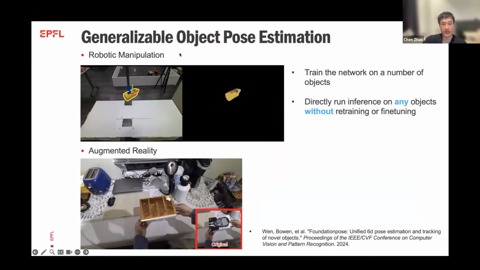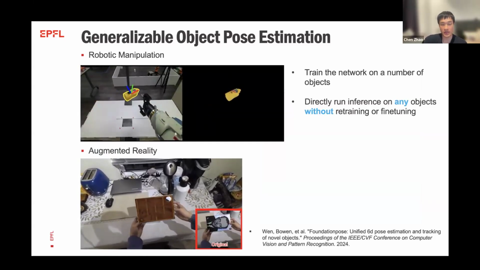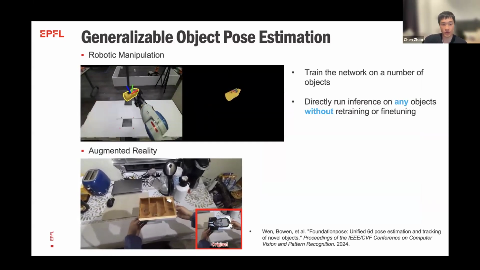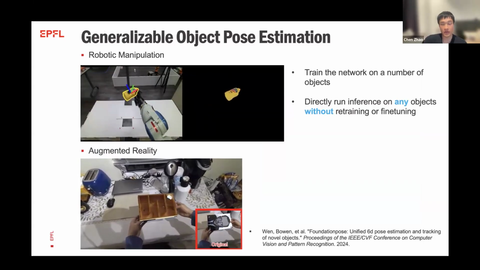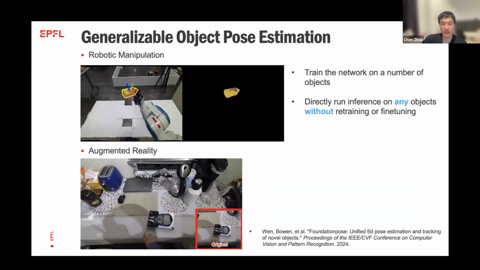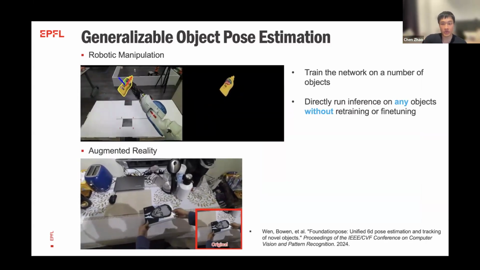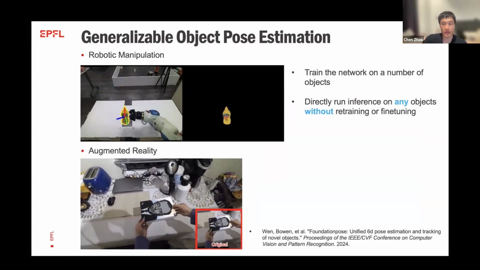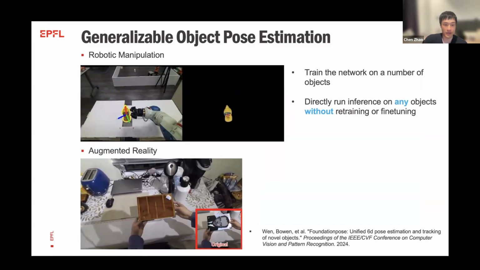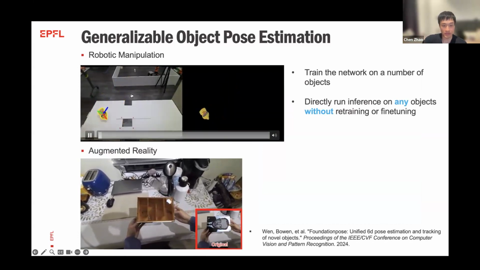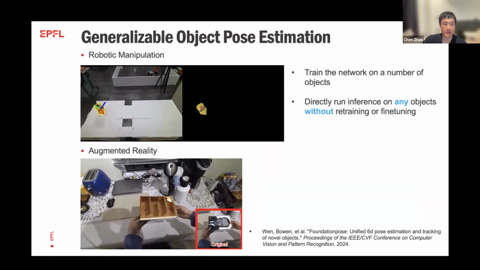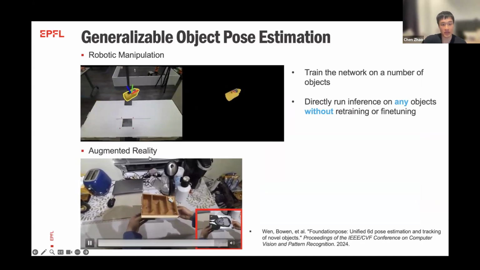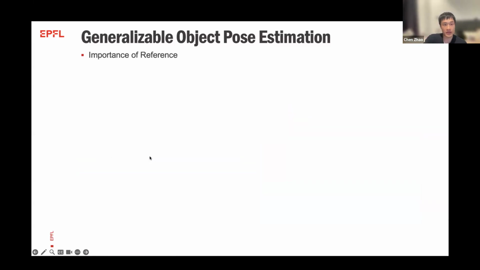We want to achieve generalizable object pose estimation, meaning that we first train a network on, let's say, a number of objects, and then we can directly run inference on any objects without any retraining or fine-tuning. It can open up new possibilities in real applications like robotic manipulation and augmented reality.